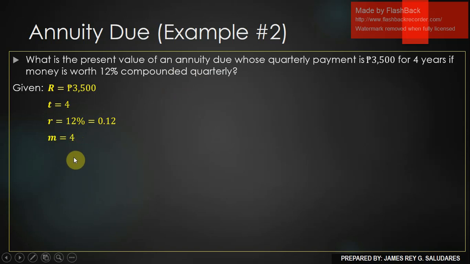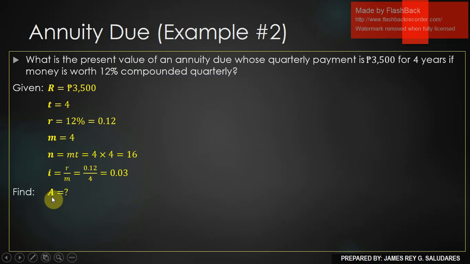So this time, let's solve for N. N is M times T. So you have 4 times 4, so you have 16. Your i is r over m. So 0.12 divided by 4, that is equal to 0.03. And we're finding the value of the present value rather.